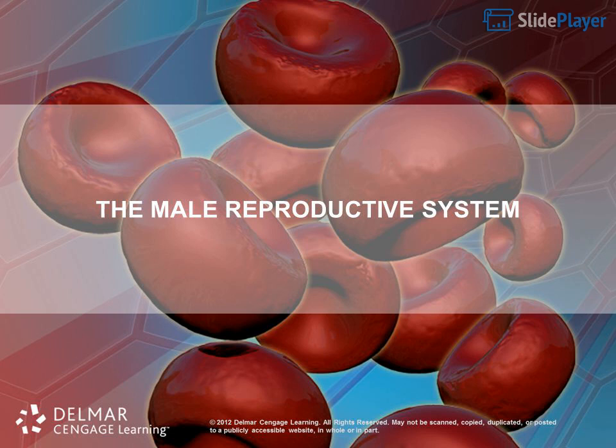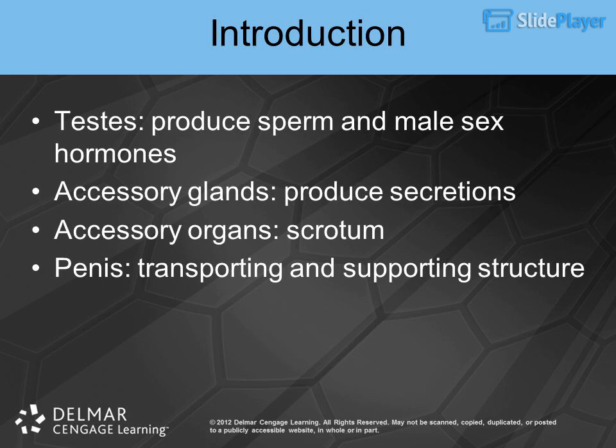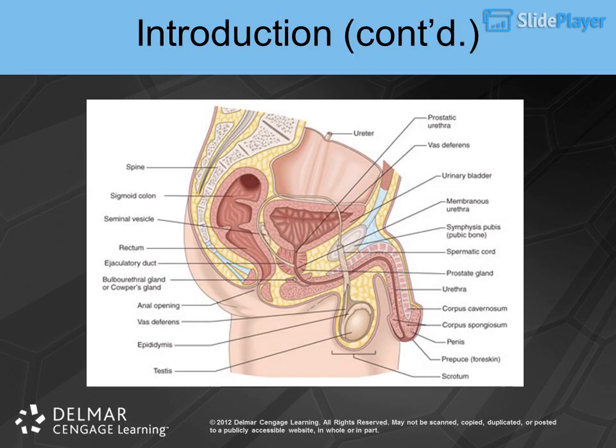The male reproductive system. Introduction. The testes produce sperm and male sex hormones. Accessory glands produce secretions. Accessory organs include the scrotum and the penis, a transporting and supporting structure.